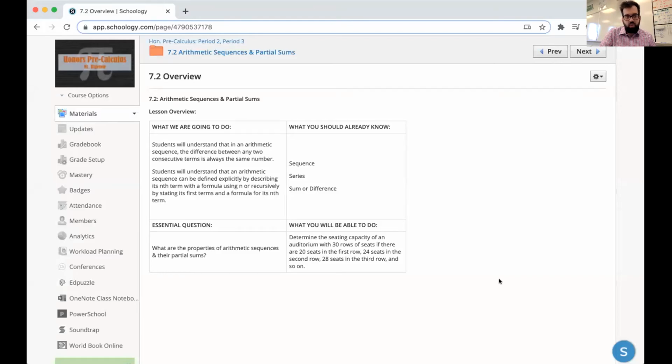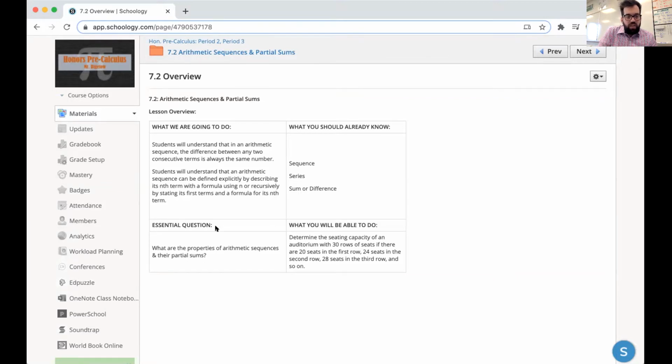Welcome to lesson 7.2, arithmetic sequences and partial sums. The next two lessons are going to be about two different types of sequences: arithmetic and geometric. Arithmetic means that there's a common difference between each of the terms that's either added or subtracted. A geometric sequence is when there's some number, like a ratio, that's being multiplied by every term to get from one to the next in a sequence.